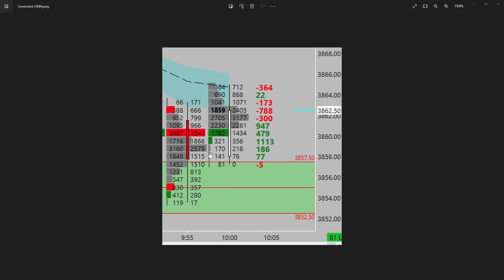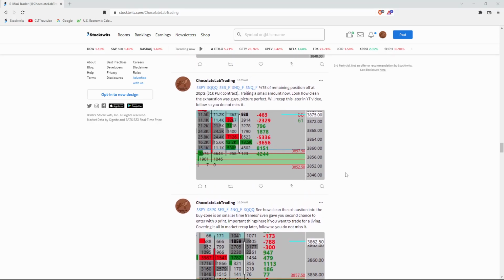Things like this we can spot in the footprint, and it gives us the confidence to either hold the trade or maybe take a little bit off, and we use this to trail our position. All right, 75% of remaining position off at 20 points, trailing a small amount now. Look how clean the exhaustion was, guys.